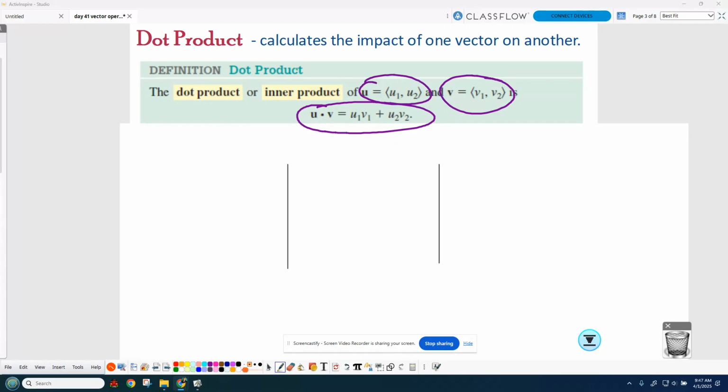So dot product, we're multiplying the x components of the vectors, not coordinates, but vectors together, and we multiply the y components of the vectors together, and then we add them. And what this does is it tells us how much the vectors are working together or against each other.